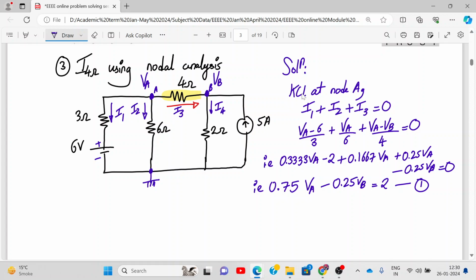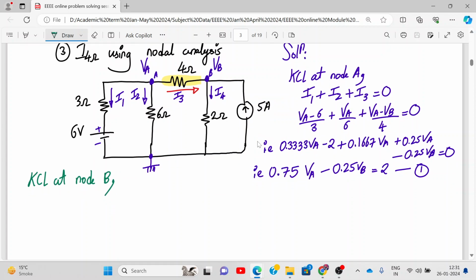Now we apply the KCL to node B. Nodal analysis is easy, provided you are very strong in your calculations. Okay. So here incoming current is 5 amperes. One more incoming current is there, sorry. So there are two incoming currents, I3 and 5 amperes, and outgoing current is I4. So we can write I4 is equal to I3 plus 5. So how much is I4? VB upon 2. I3 is VA minus VB upon 4 plus 5.